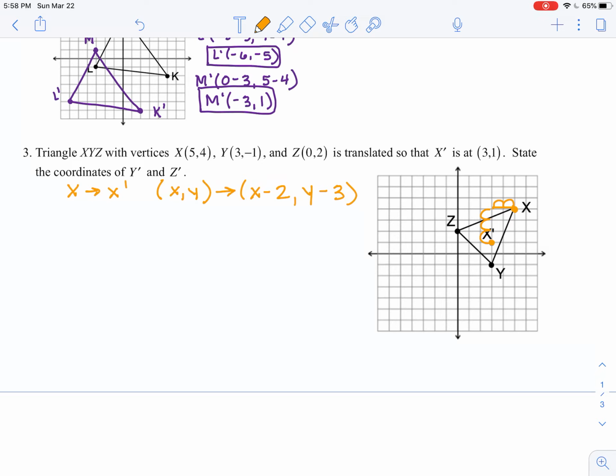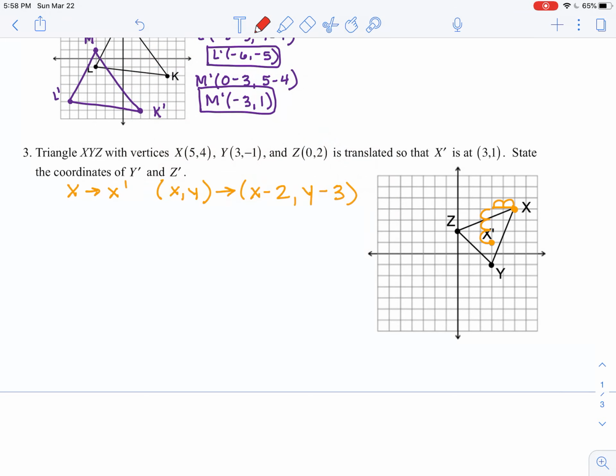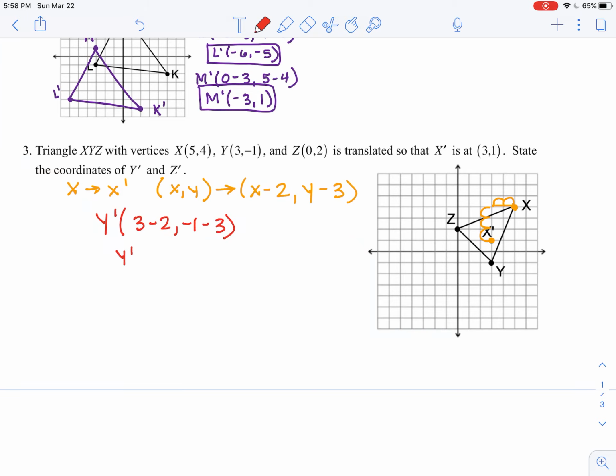Once I figure out my rule, I can then apply that to the coordinates for Y and Z. So now if Y was at 3, negative 1, Y prime, applying the rule, is going to be at 3 minus 2, comma, negative 1 minus 3, which means that Y prime will go to the point 1, negative 4.